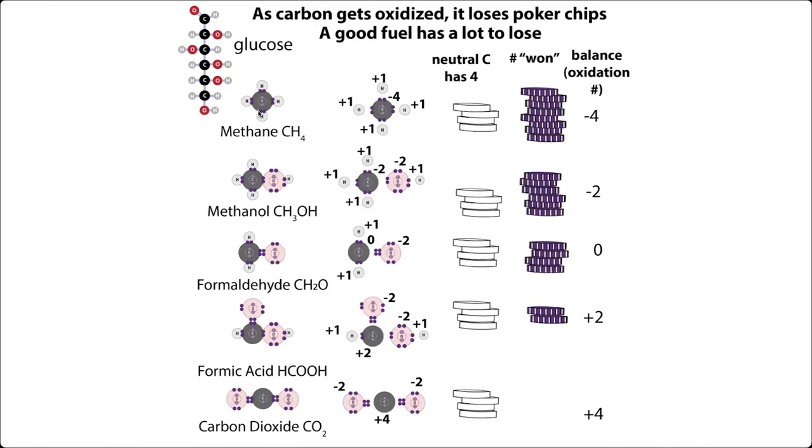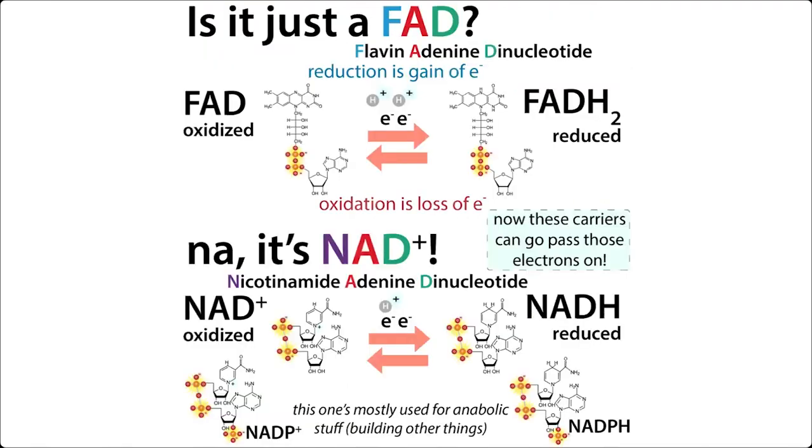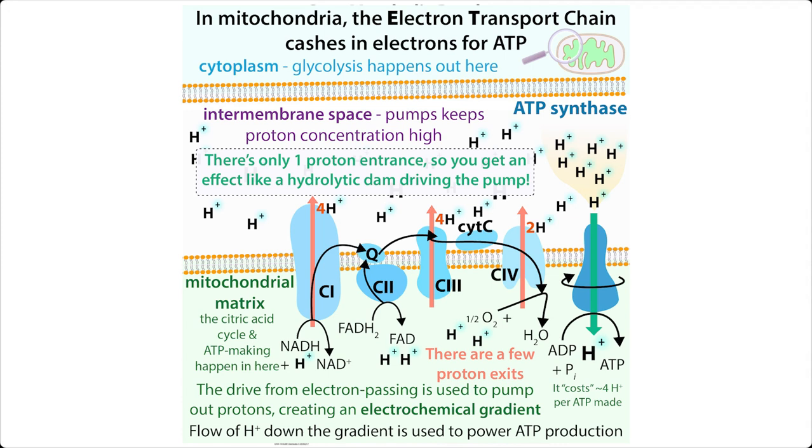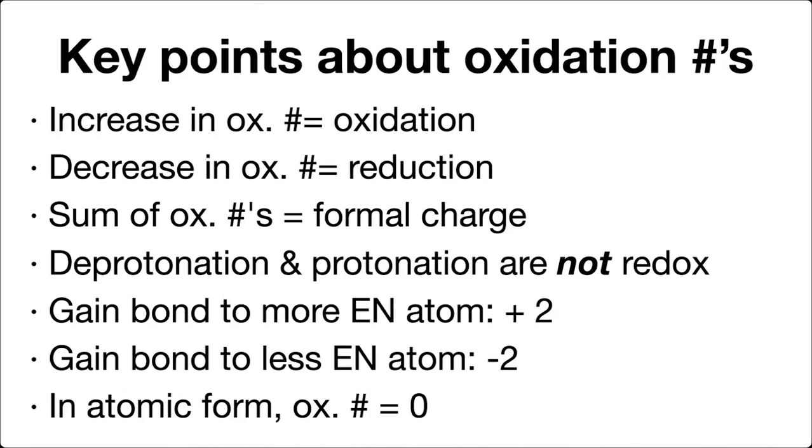Similarly, we're going to have things happen in biochemistry where we're going to be oxidizing molecules in order to gain energy by transferring the electrons from those oxidations onto biological carriers such as NAD plus and FAD. Then we can cash these in for ATP. So if you see an increase in the oxidation number, something's being oxidized. If you see a decrease, something's being reduced. And if you're seeing a protonation or deprotonation, that's not going to change your oxidation number because that is not redox. But if you see a change in those oxidation numbers, that is going to tell you that some sort of redox is occurring.